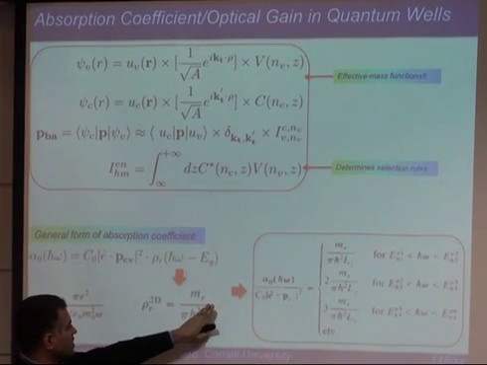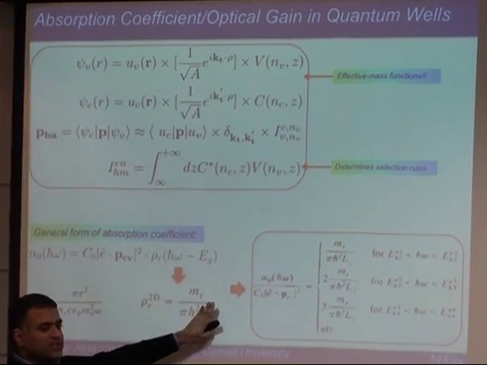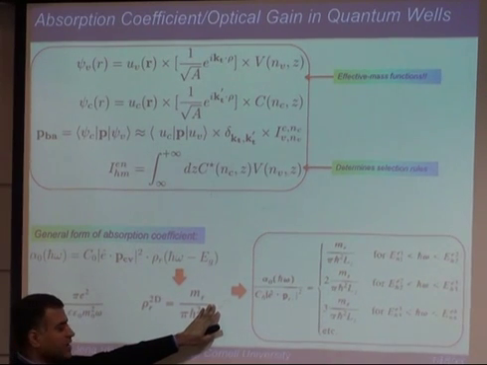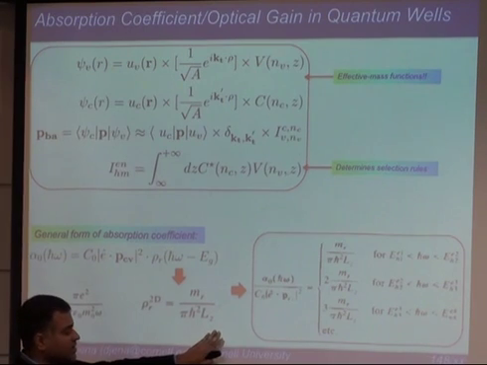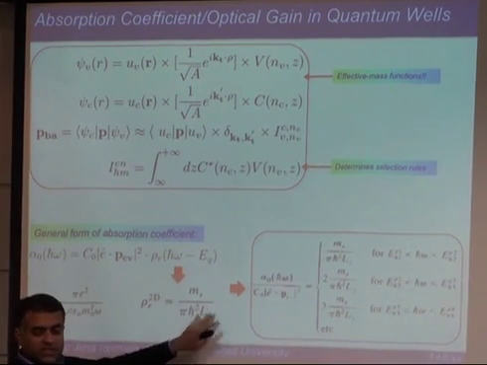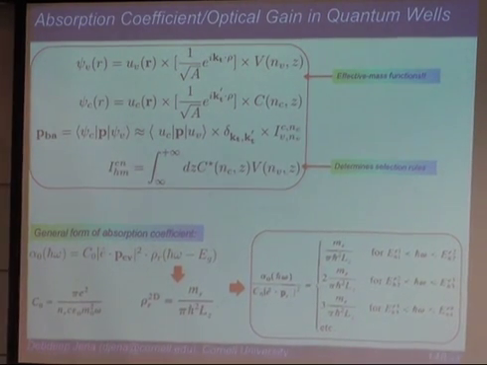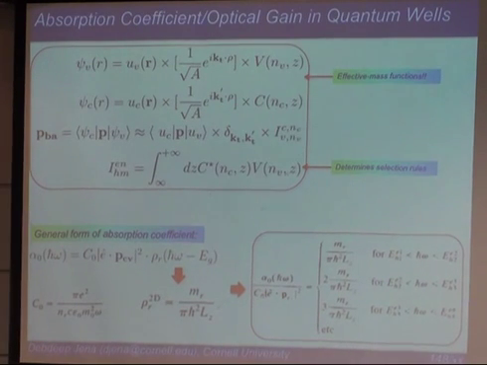Now, the way it's written here is you convert it to an effective 3D density of states by dividing by the width of the well, and that's the width of the well, LZ. So then it becomes an effective 3D density of states, which has the same dimensions as what we had for the three-dimensional crystal. Okay?